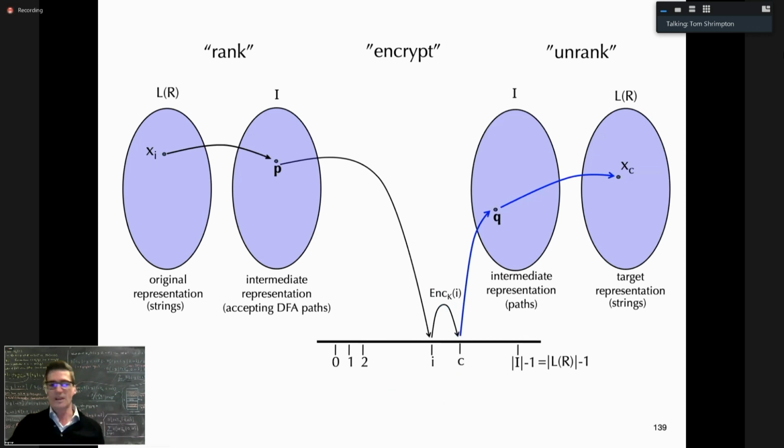All right, okay, that's what I'm showing here. Basically, I'm showing both sides of it. Regular expression, string, intermediate representation, which is a path, rank it, encrypt that number to get a different number, unrank that back into a path, and then read off the characters on that path to get the string.